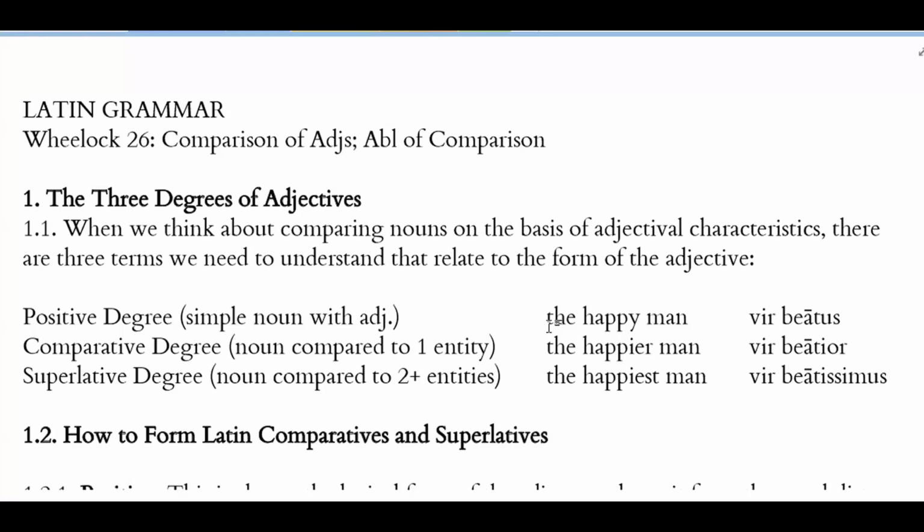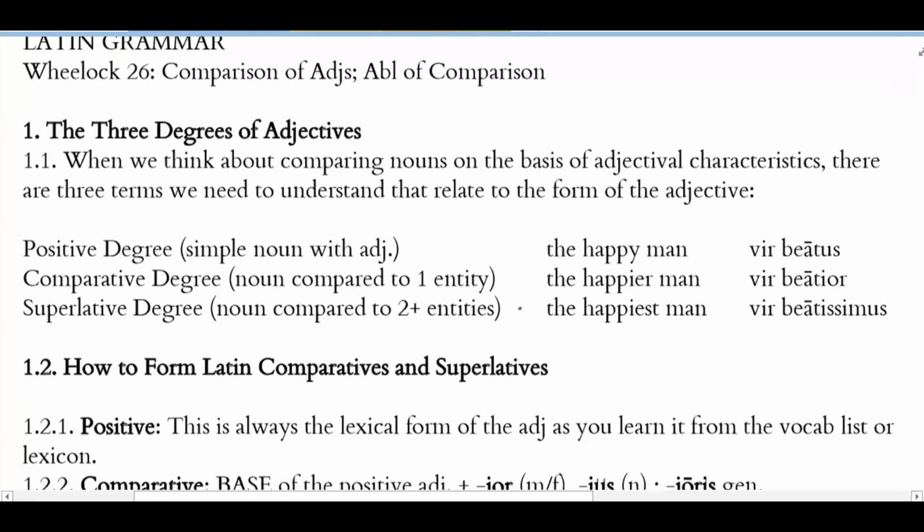And then the superlative degree refers to when I have a noun that's being compared to 2 or more entities. So it's not just comparing one with another, but I'm comparing that one with 2 or more. Then I would use the superlative degree, and that's, in this example, the happiest man, or in Latin, vir beatissimus.